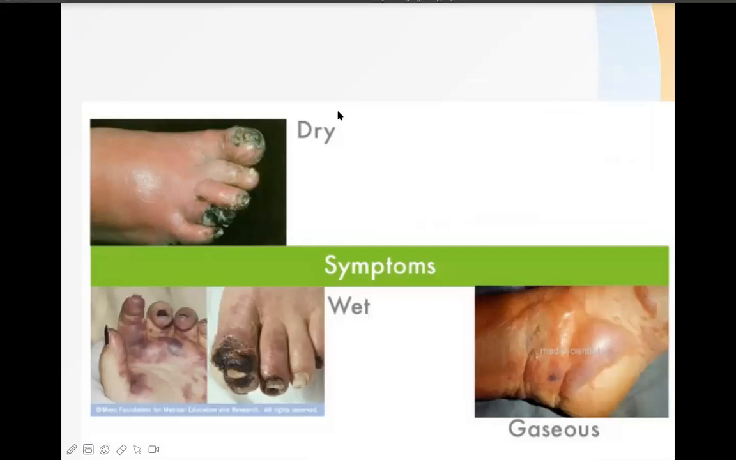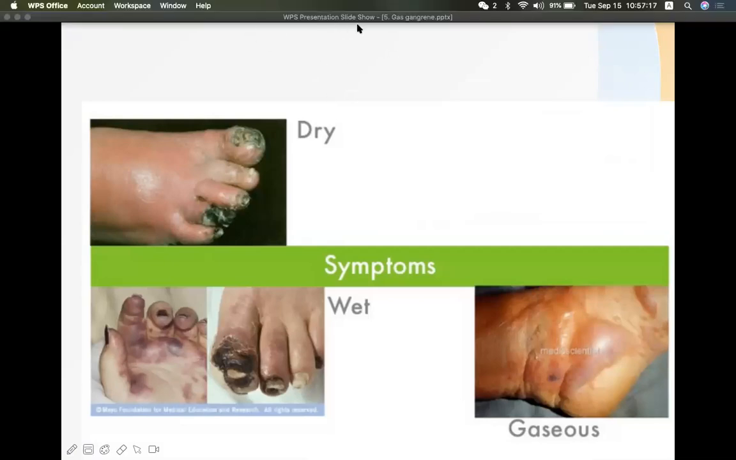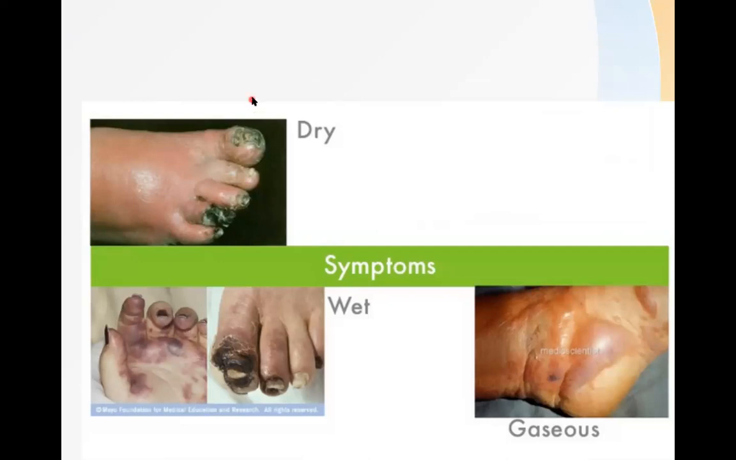Now let's see some pictures here. Please focus. This is a dry gangrene. It doesn't look wet. I cannot see any fluid or any discharge from there. This is wet. In the picture we cannot see any discharge, but it is written as wet here, so we believe there is some exudation or liquid or discharge coming from the gangrenous site. And this is called gas gangrene.